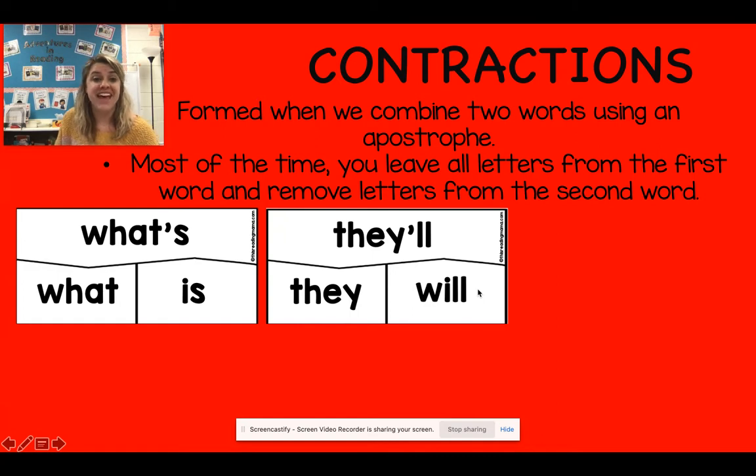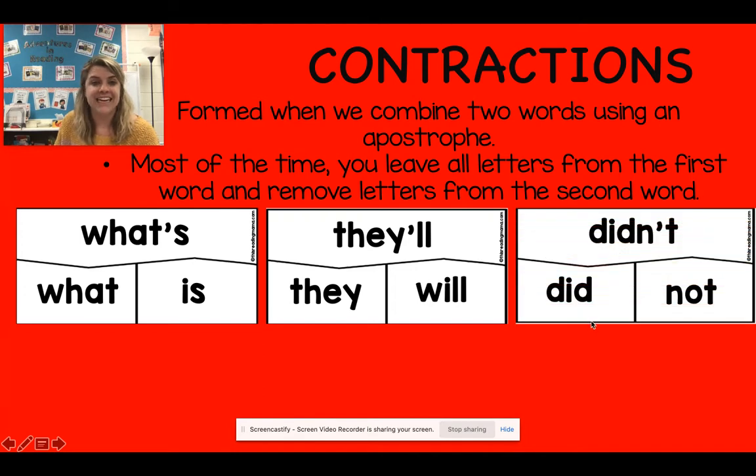The next one, they'll, is made up of they will. Most of the time, if we see LL at the end of the word, it is a contraction made with will. Didn't, did not. That N apostrophe T takes the place of that O. So we know that did is paired with the word not.